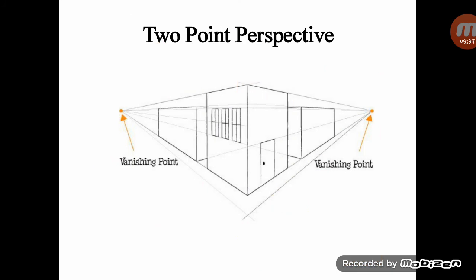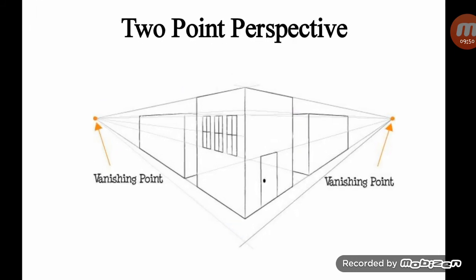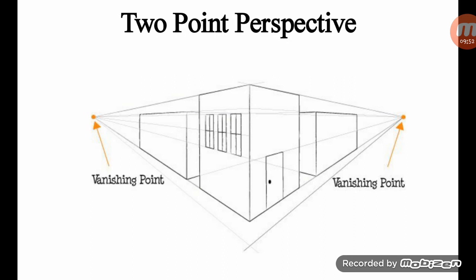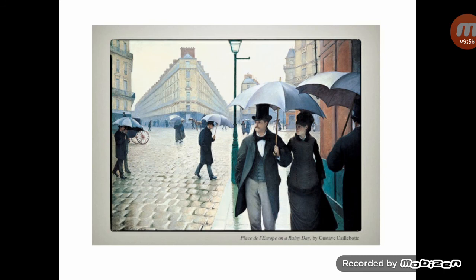Two-point perspective uses two sets of parallel lines and two vanishing points to draw each object. Two-point perspective.